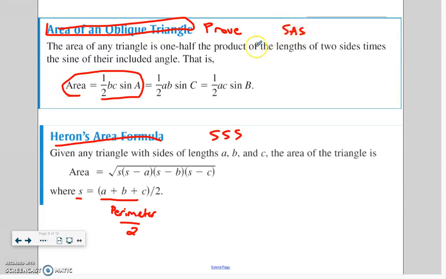Heron's area formula, and I'm probably saying this wrong, is for when you're given 3 sides. Just keep in mind that this s is the perimeter divided by 2. So you add up all of the side lengths, cut it in half, and then plug s in there, subtracting each side length from it.